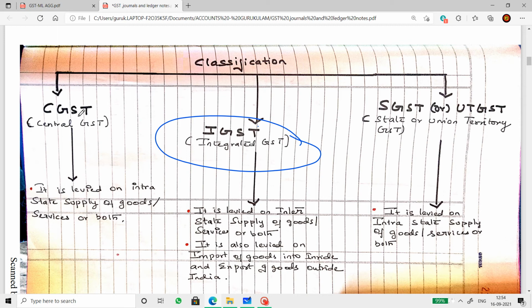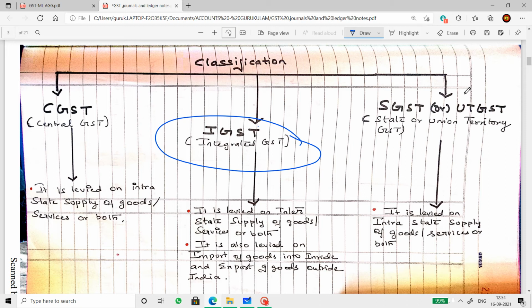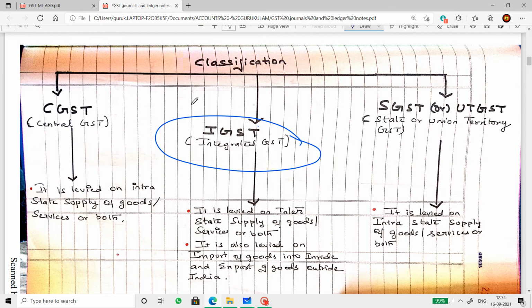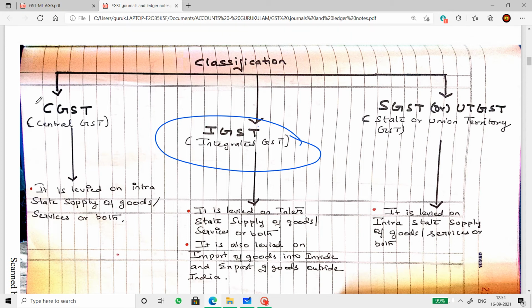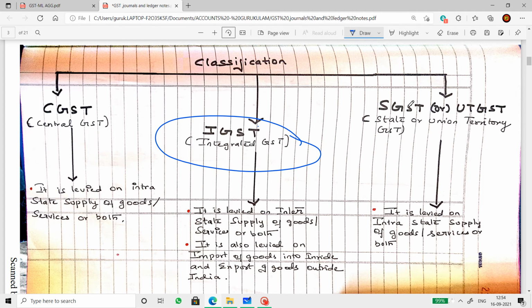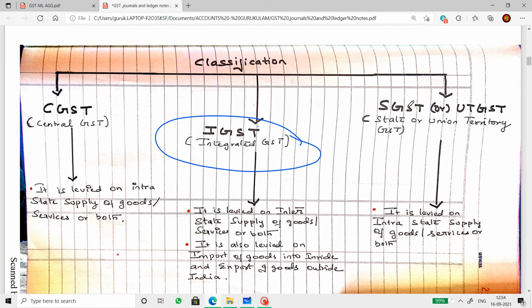Alright, so if the sale or purchase is happening within the state, which means the buyer and seller are living in the same state or same union territory, then it is CGST. If it is the same union territory, CGST and UTGST will come. The central government will take half, the union territory government will take half. Instead of union territory, if it is a state, then the central government will take half, the state government will take half, out of the total GST. Imagine if it is between state to state. In that case, the state government will not have any share. Everything will go to the central government in the name of IGST.